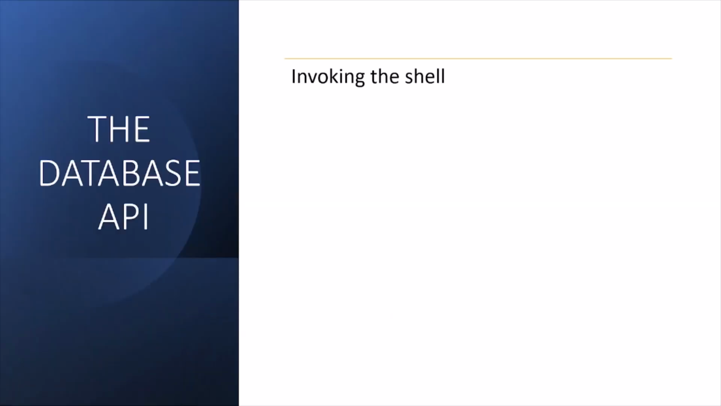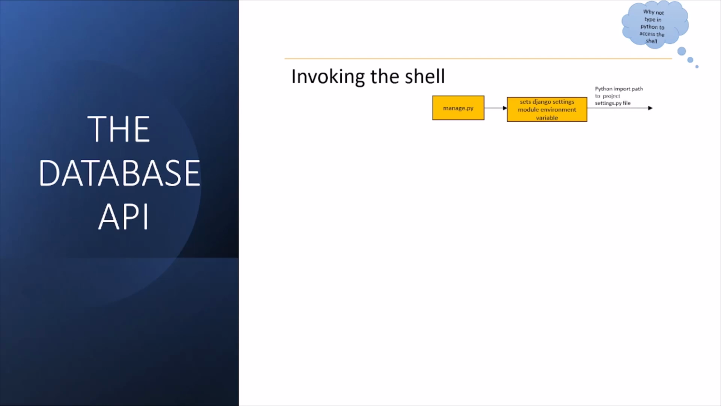Now you may be wondering why we didn't type in Python to access the shell. The reason is that manage.py sets the Django settings module environment variable and then passes on the Python import path to our project settings.py file to Django.